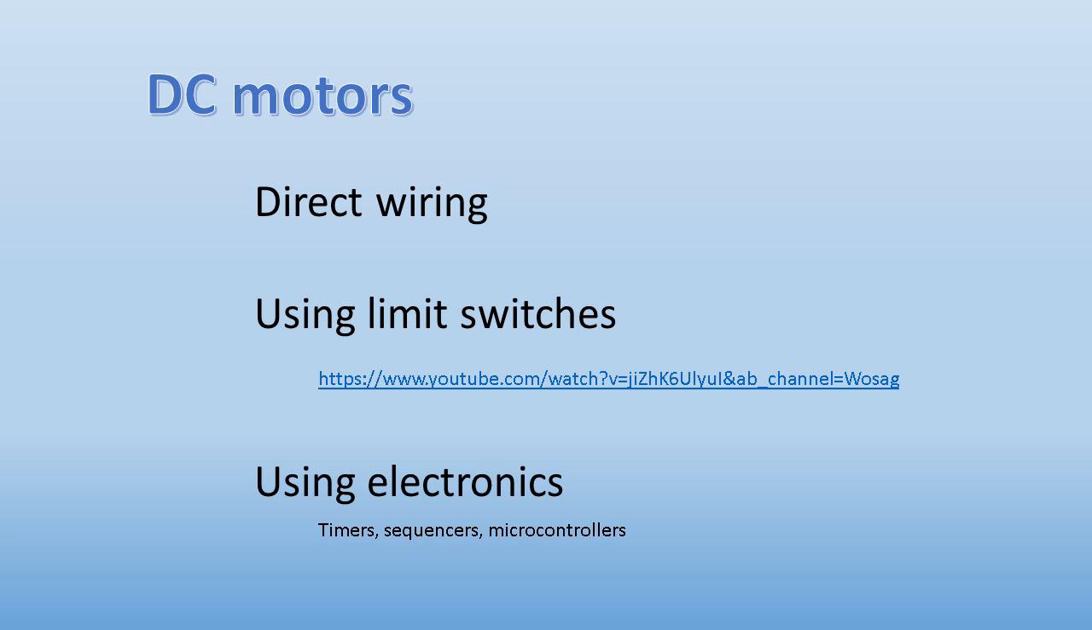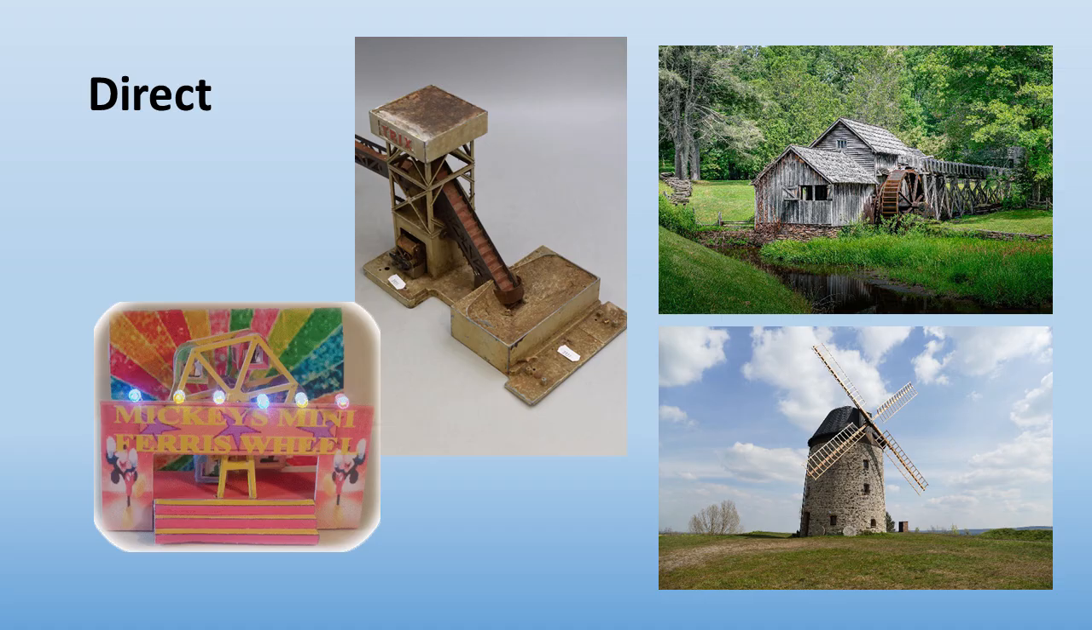Let's start with the very simple. If you directly power up a motor, it can work conveyor belts, water mills, windmills, Ferris wheels, any number of different devices with hardly any wiring, just the power to the motor. And yet it brings activity and life to the layout.